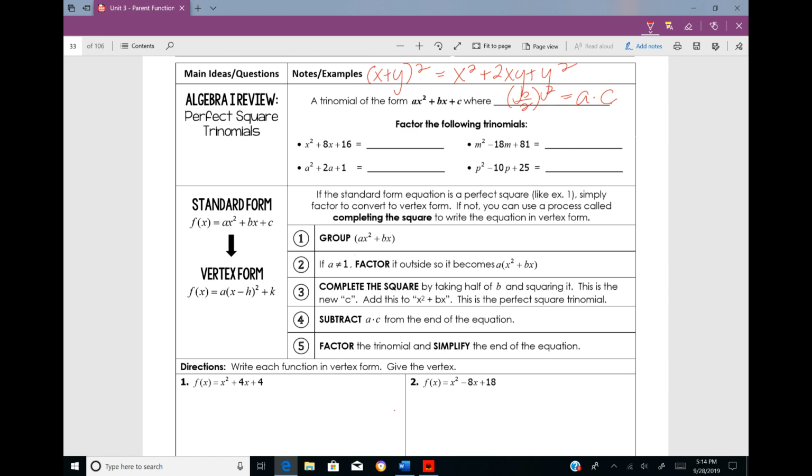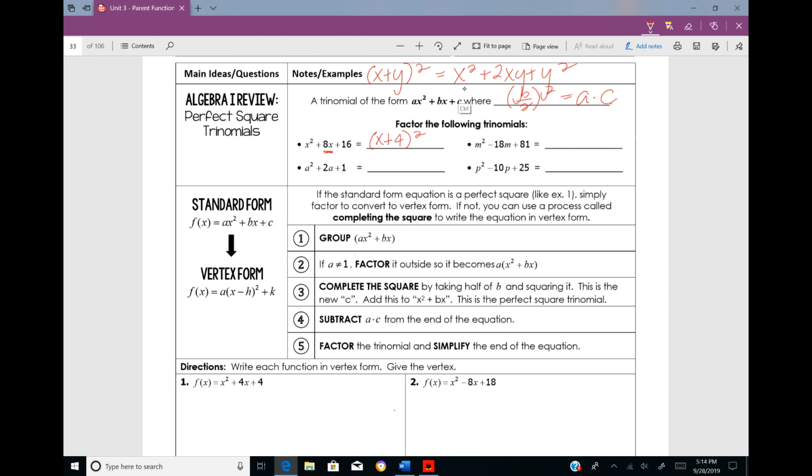So we're going to factor the following trinomials. x squared plus 8x plus 16. If we factored that, we would get 2 factors of x plus 4. So we can just write that as (x plus 4) squared. We can also notice that it fits our formula because b in this case is 8, divided by 2 is 4, squared is 16. a is 1, c is 16, so a times c is 16.